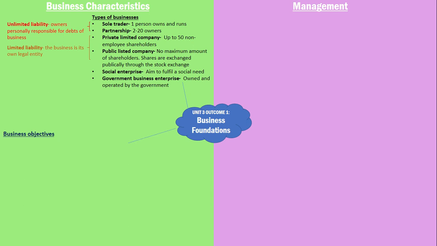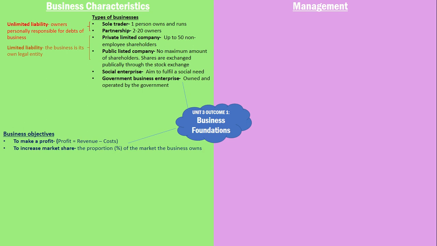The next topic regarded business objectives. So these are some of the primary goals a business can have. Ones that you need to know are to make a profit, which is having the highest amount of money left over after all your costs have been subtracted from all the money you received from your sales.